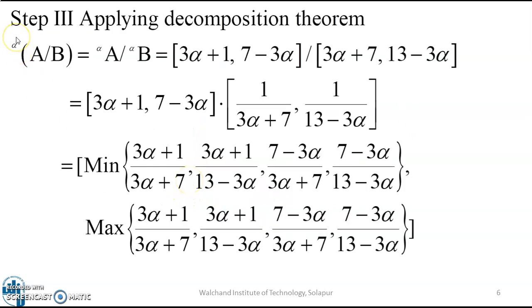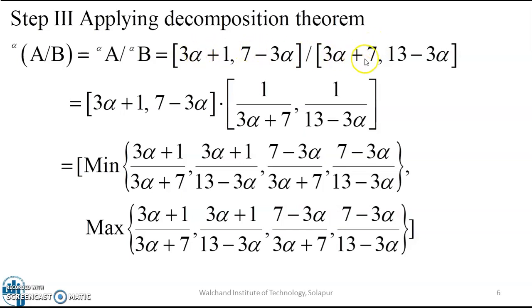Now step number 3 is applying the decomposition theorem for finding the division, like alpha cut of A divided by B, and it is given as alpha cut of A divided by alpha cut of B. Replacing the alpha cuts, we will get this expression.